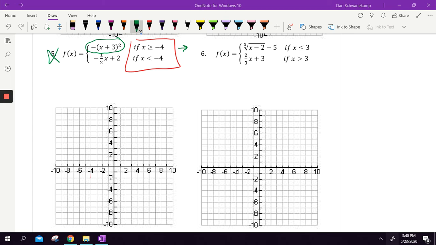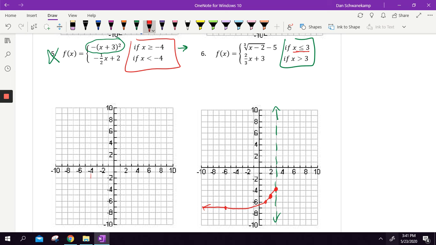Cube root of x minus 2 minus 5. My break line is at 3, so I'm going to go ahead and draw the line at 3. All right, so line at 3. On the left side, because it's less than, we're graphing this thing. Minus 2 is going to take me right 2. The minus 5 is going to take me down 5, so I'm starting right there. It's a cube root, so I'm up 1 over 1, down 1 over 1, down 1 over 7. So my graph's going to look something like that. When I get to this line, I'm going to dark circle.